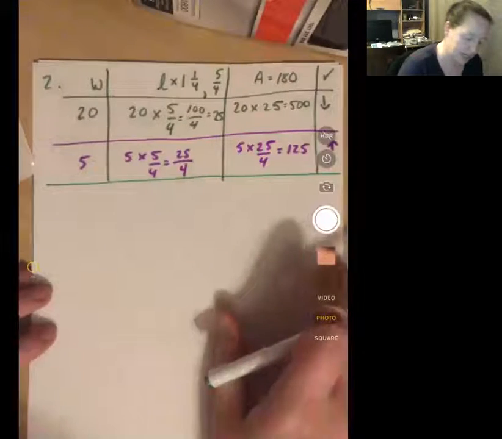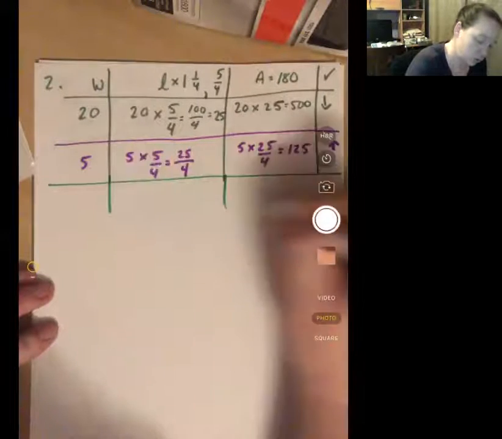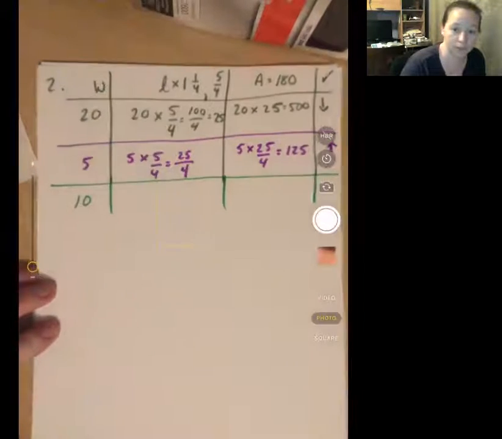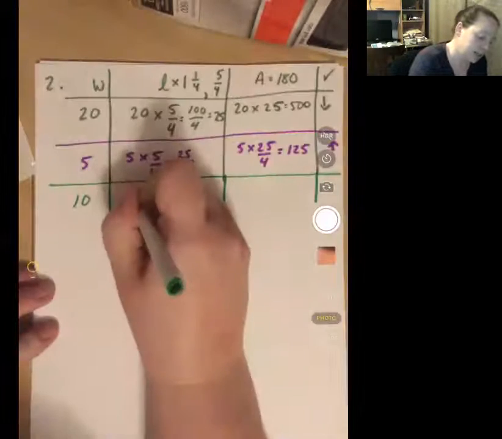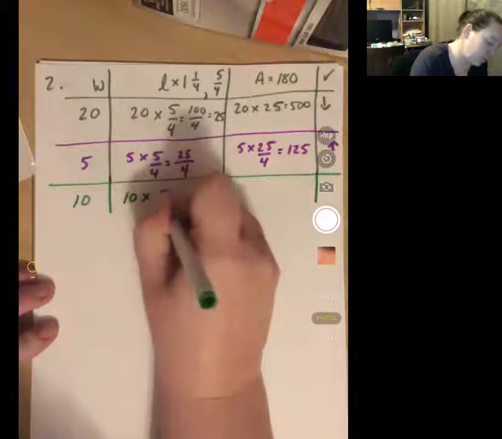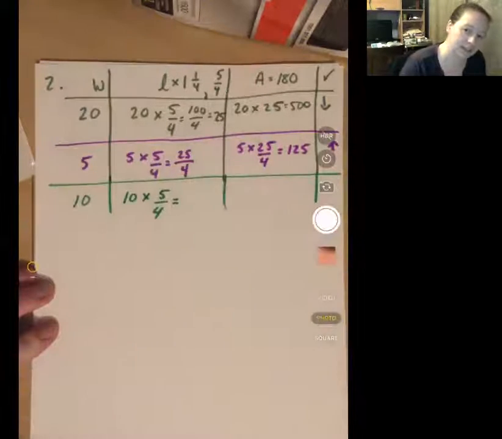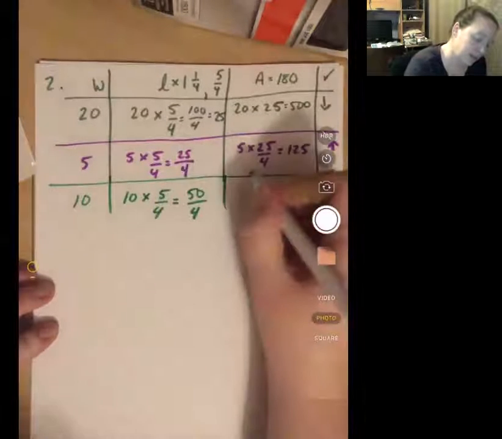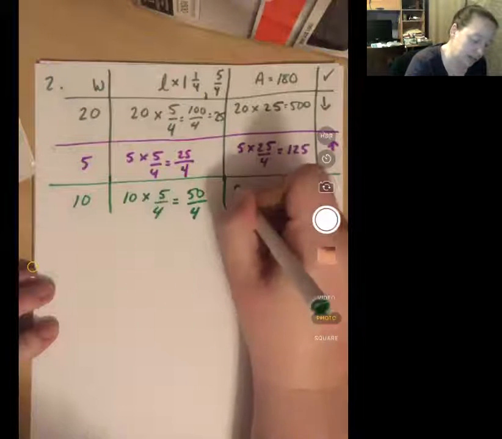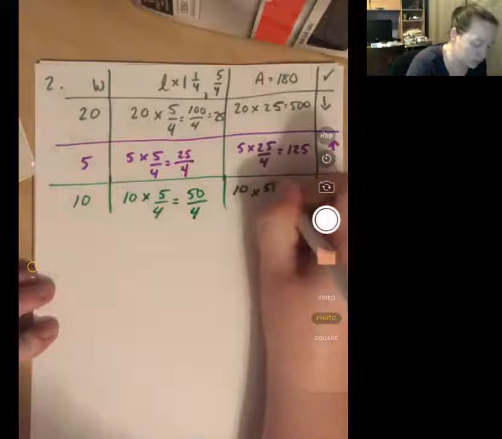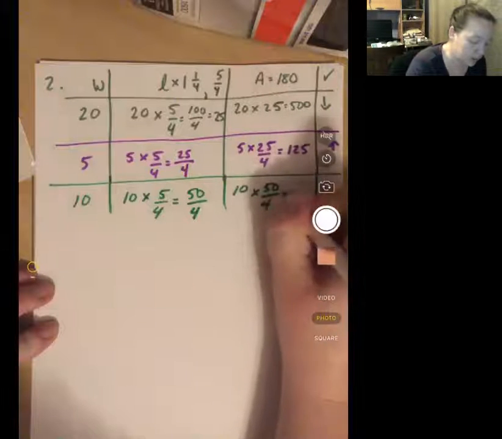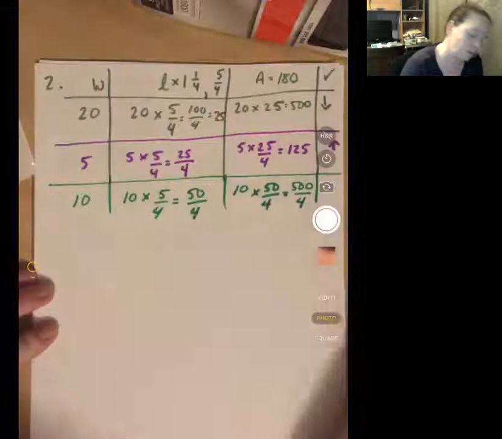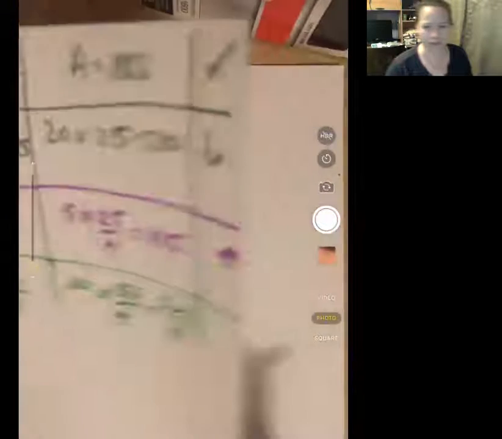So let's try something else. Let's try a 10. Let's see what happens if we do a 10. Okay? So 10 times 5/4. 10 times 5 is 50 over 4. Then I'm going to come over here and go 10 times 50 over 4 is equal to 500 divided by 4. Let me figure that one out.